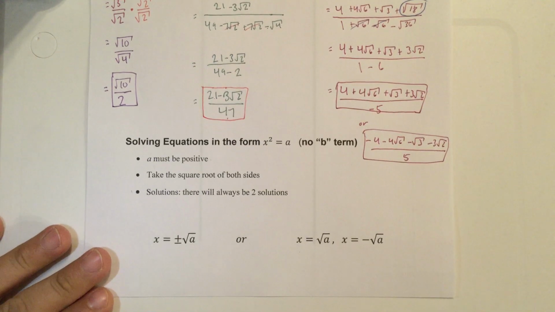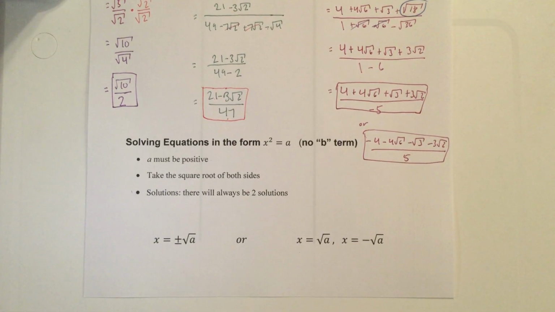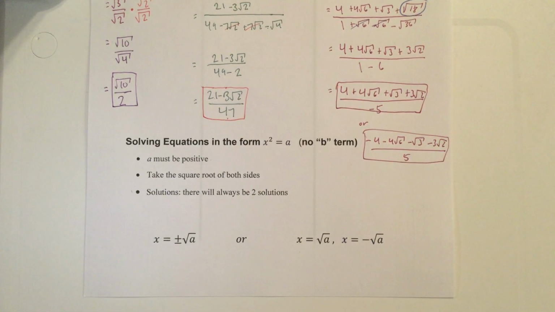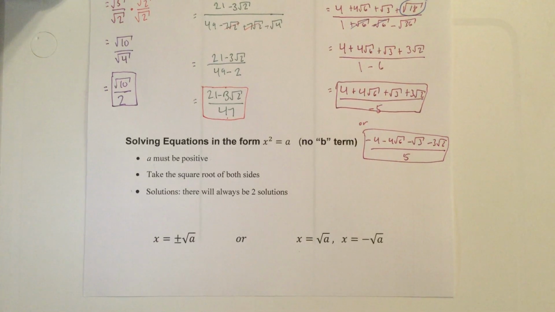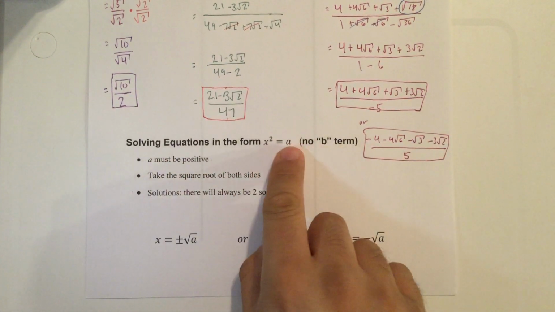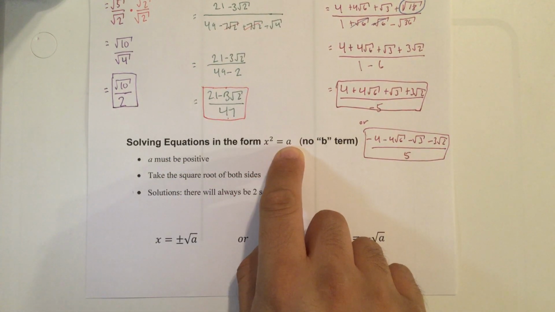All right, so we're down to the last parts here. It says solving equations of the form x squared equals a, so there is no b value. There can be a c value, just no bx, okay? So right here, x squared equals a. So first off, it says a must be positive. So this number right here has to be a positive number.